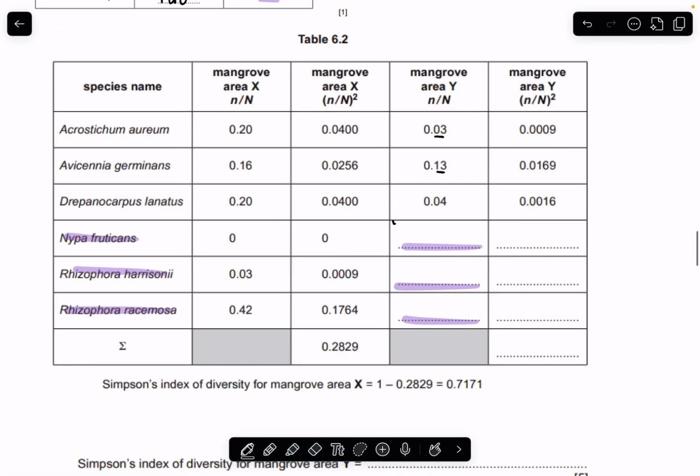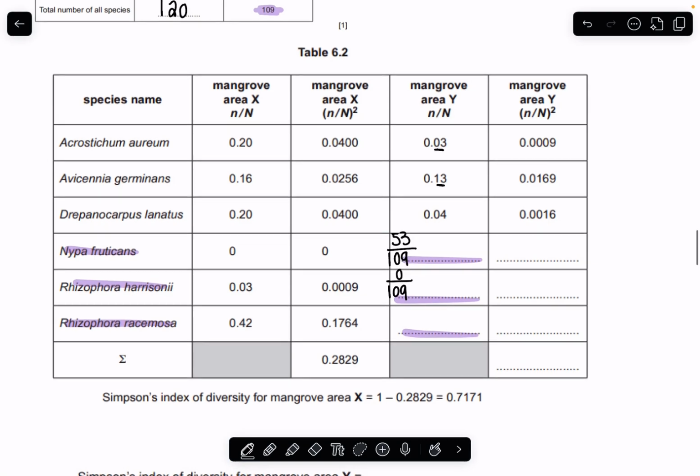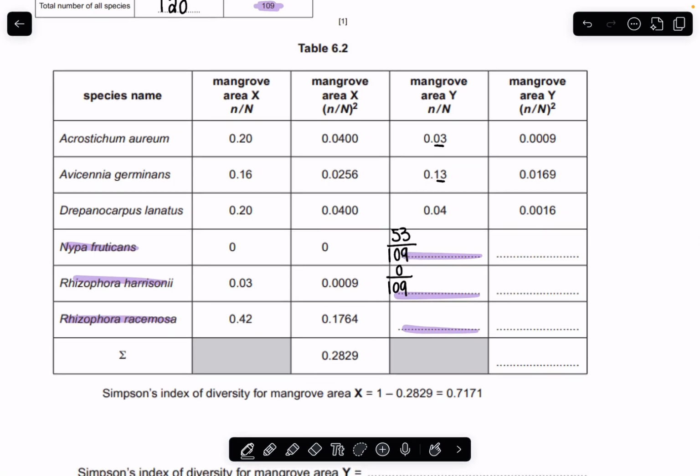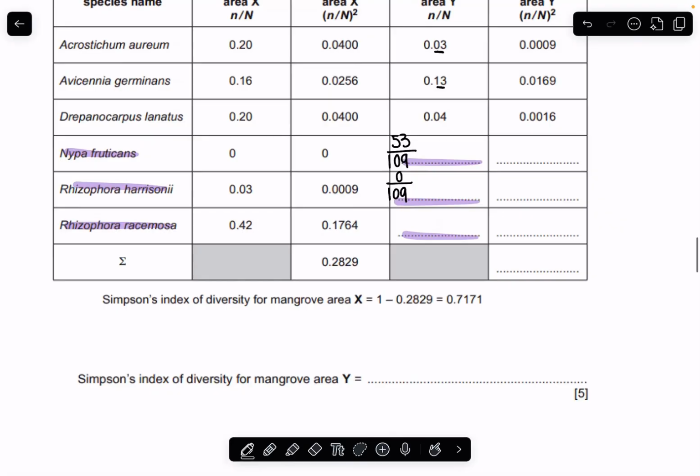So for the first one, you wouldn't have to write this on your table, but I just want you to know where I'm getting my data from. So we have 53 divided by 109. That's because we have this Nipah species. Rhizophora, for the first one, we have 0 divided by 109. And then the last Rhizophora is 35 divided by 109.